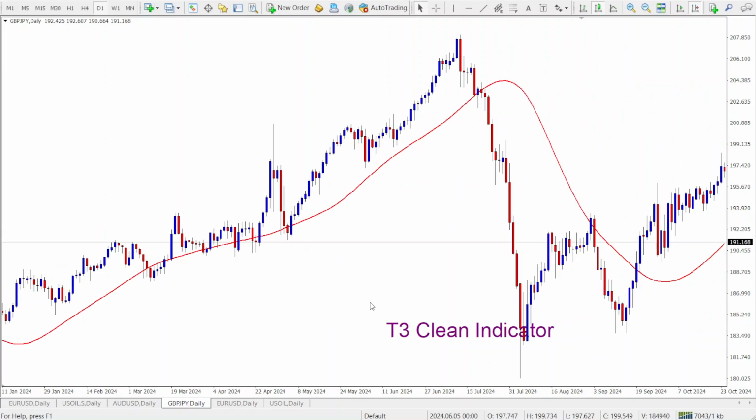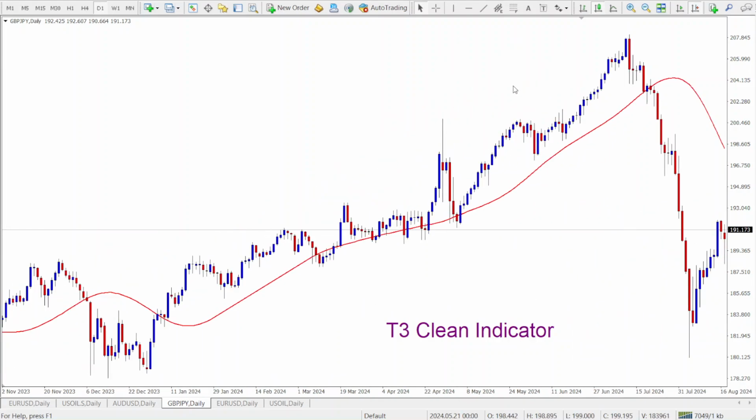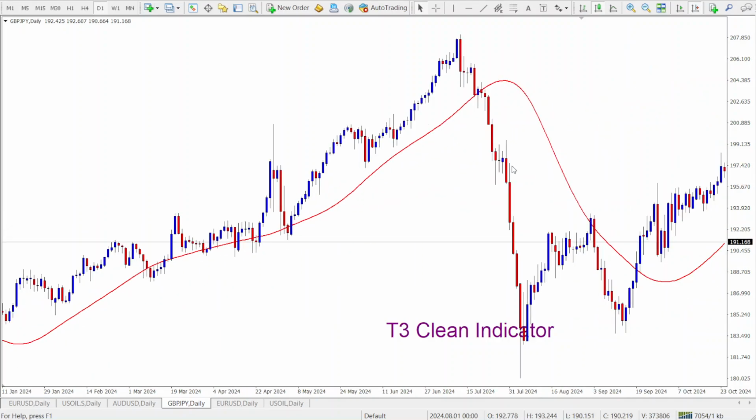and then for your take profit, you can decide to use resistance zones, or you can use other indicators to confirm your exits, or you can use the T3 clean indicator itself to confirm your exit. Whenever you want to use the T3 clean indicator to confirm your exit, wait for a candlestick to close below the indicator. Once a candlestick has closed below the indicator, watch out for a retest.